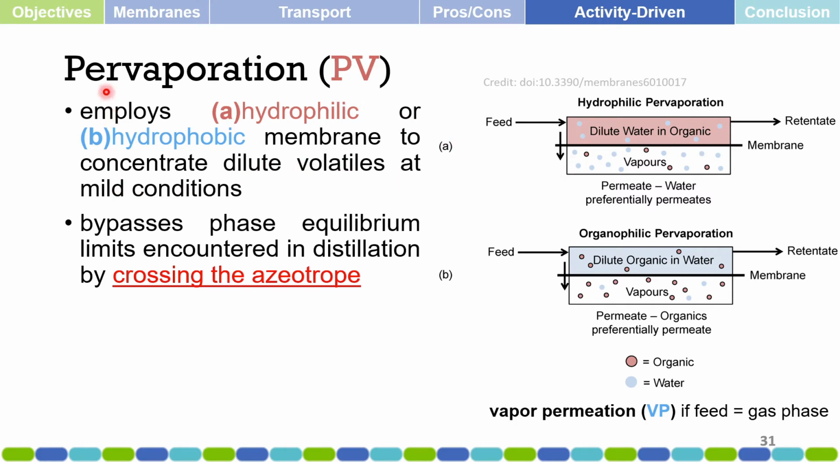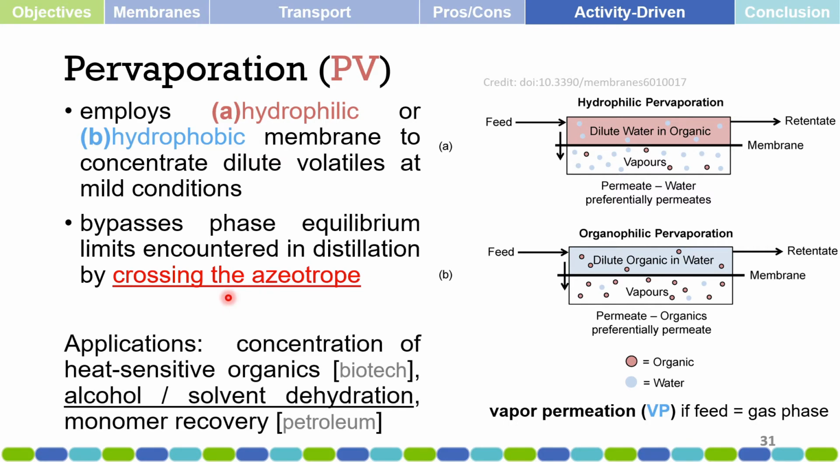And one must take note that, again, a membrane process is not a thermodynamic process. It is a kinetic process. It's a rate-based process. Therefore, it is able to bypass equilibrium. So, a pervaporation process can bypass phase equilibrium limits that are encountered in a typical distillation process, and enables the crossing of the azeotrope, which in a distillation process limits the concentration to which you can obtain your distillate, the purity of your distillate.